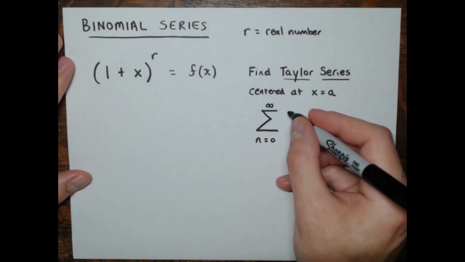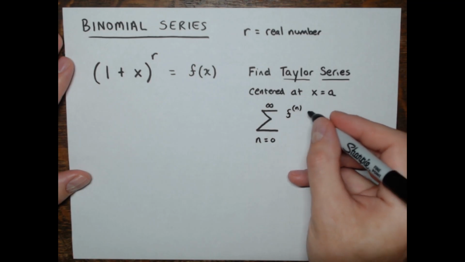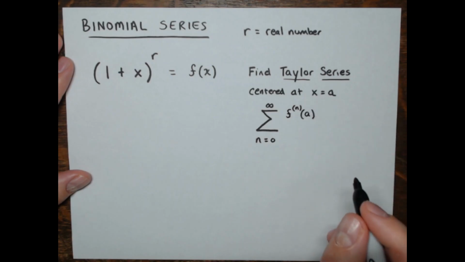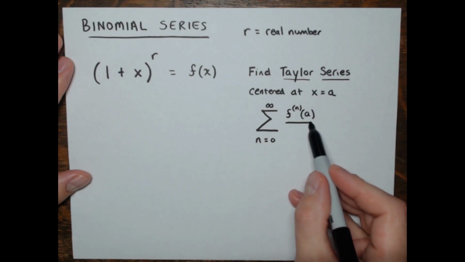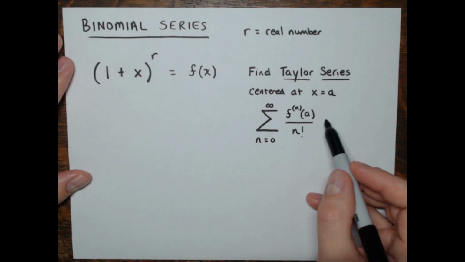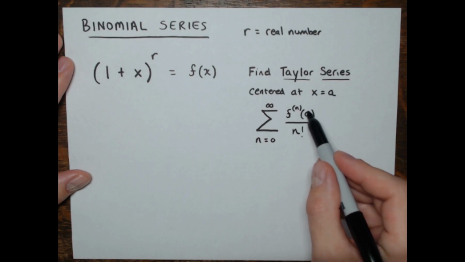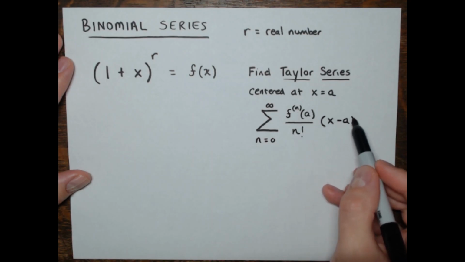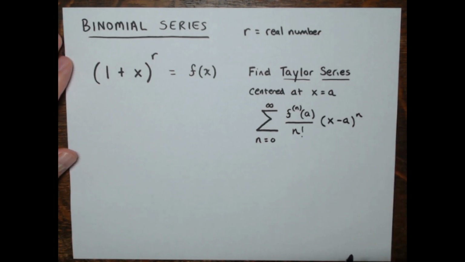And remember the coefficients for this Taylor series: the value of the nth derivative at x equals a divided by n factorial. And then these coefficients were multiplied by powers of x minus a, right? So times x minus a to the nth.